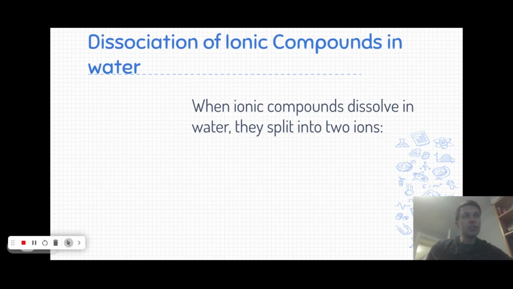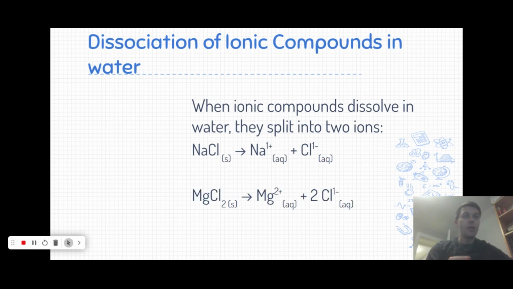Recall from previous courses that when an ionic compound dissolves in water, it splits into ions. For example, sodium chloride breaks up into one sodium ion and one chloride ion. We can write this as a chemical equation with the solid ionic compound on the left and the dissociated aqueous ions on the right. We have to look at the nomenclature of the ionic compound to tell us what the mole ratio will be of the dissociated ions.